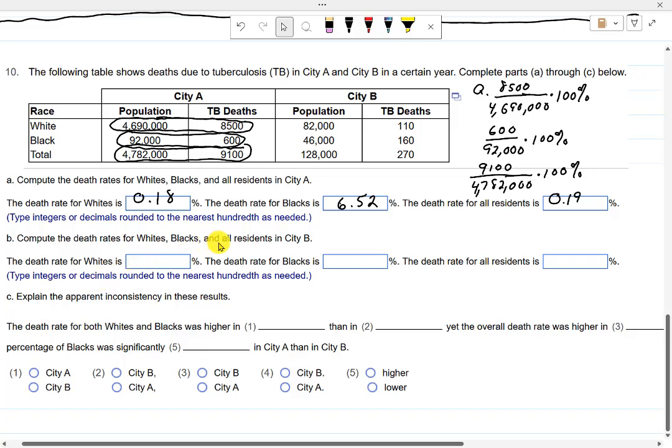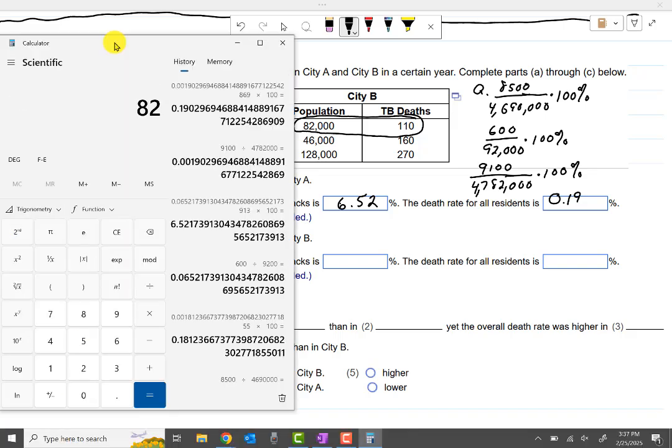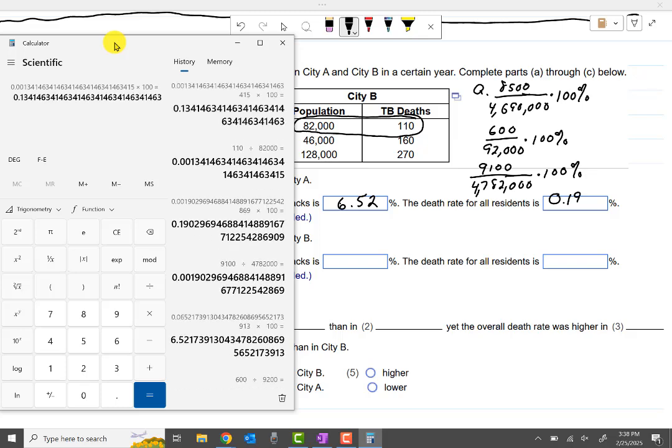Now I'm guessing they're also going to do the same for City B. They are. For City B, here's what I want to do. Take 110 over 82,000 for the white death rates. 82,000. Nope, I did it the wrong way. 110 divided by 82,000. Multiply by 100. And it looks like 0.13%.